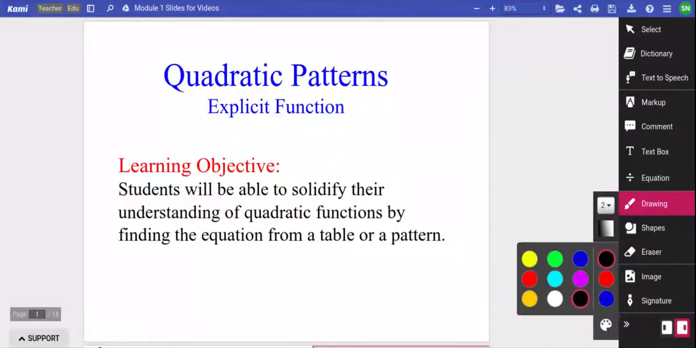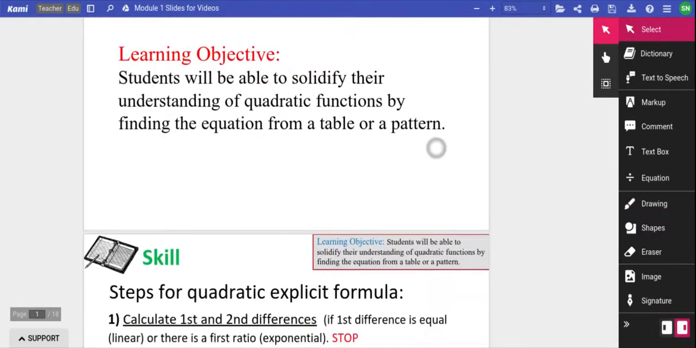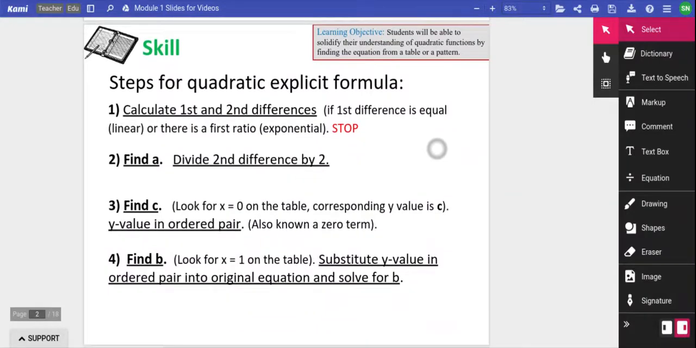Hello. In this video, you will solidify your understanding of quadratic functions by finding the explicit function from a table or a pattern. There are 4 steps to accomplish this.